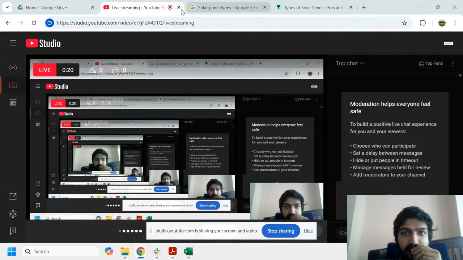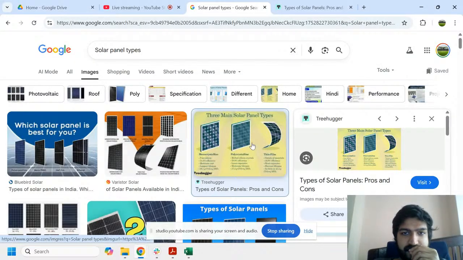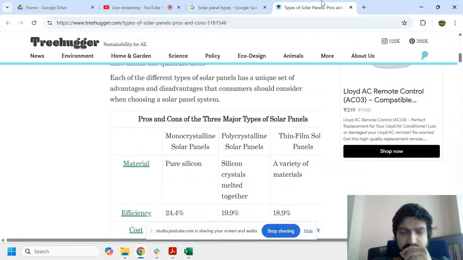Solar panel types. In the last video, we explained what solar panels are, what their uses are, and what the advantages are. In this video, we will explain the solar panel types, which you can see. So, I will share my screen with the solar panel types. There are three main types of solar panels: monocrystalline, polycrystalline, and thin film solar panels.